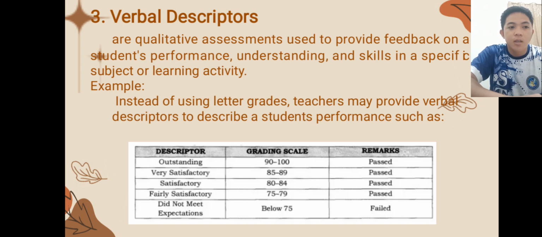Outstanding is for 90 to 100, which we consider as passed, whereas satisfactory and fairly satisfactory, down to 75 to 79, we also consider as passed. Did not meet the expectation is below 75, which we consider as failed. But in some schools, below 75 is also considered as passed.